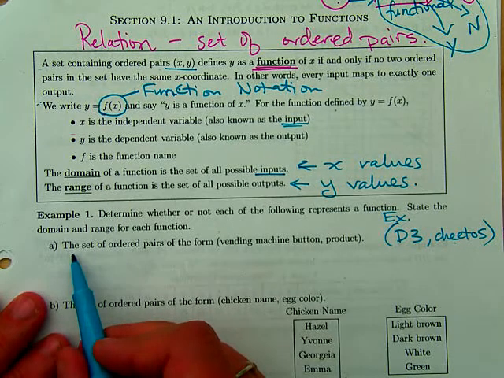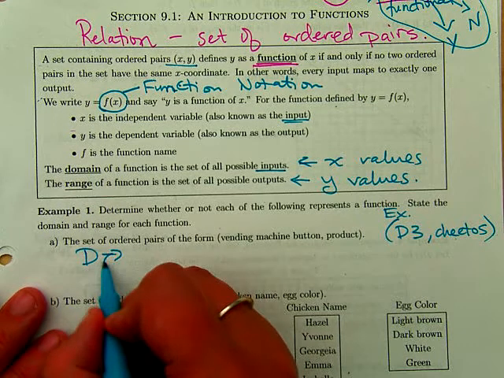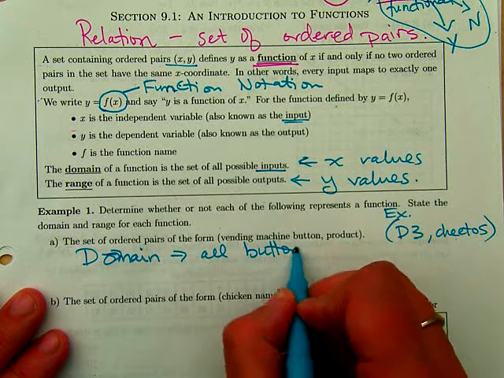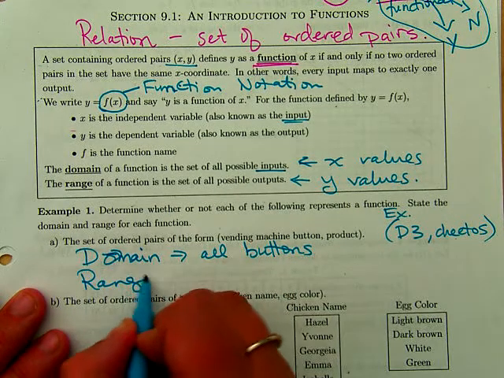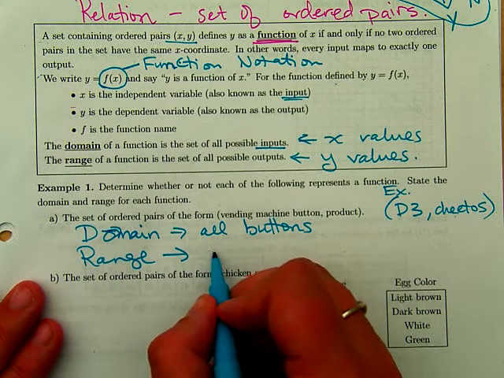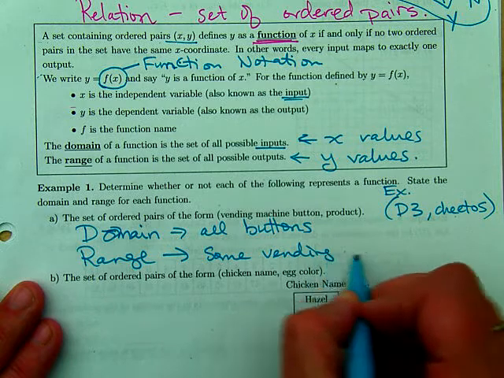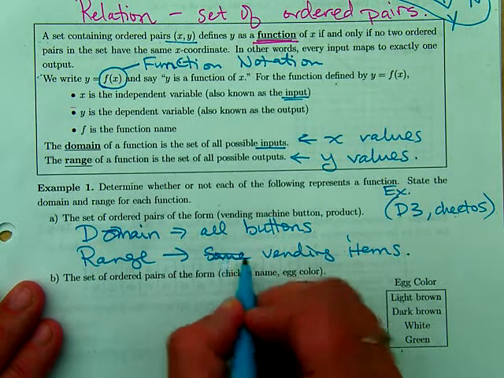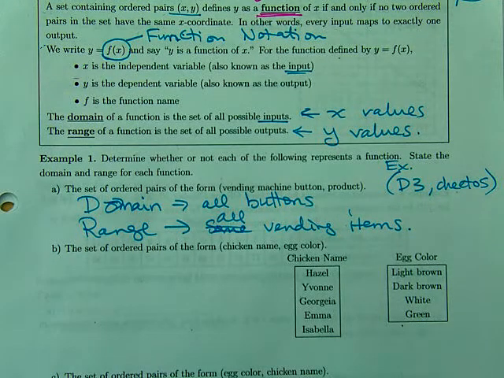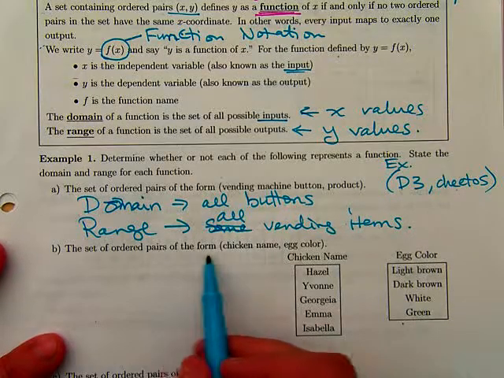Okay, so the set of ordered pairs. What would be the domain in this case? The domain would be all the buttons on the machine. What would be the range or the output? What would come out of the machine? Chips or candy or food, all vending items. All the items that you put the money in, that's your input, you push the button, out comes the vending items.